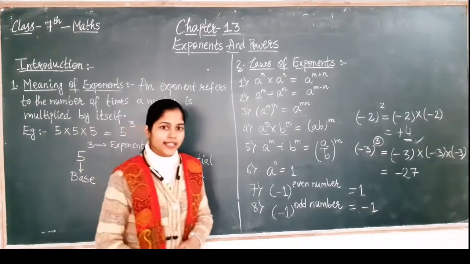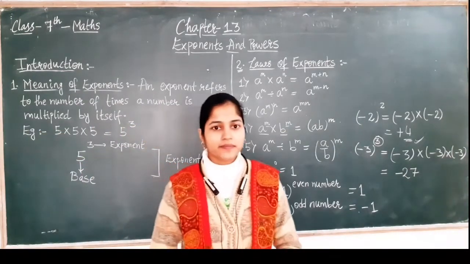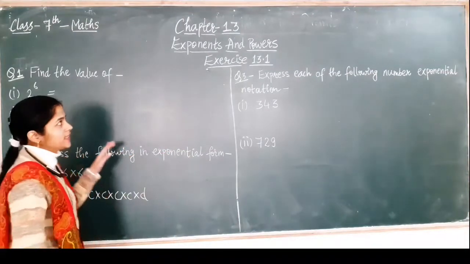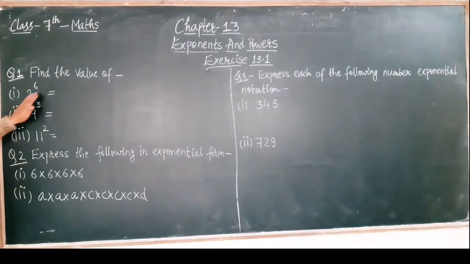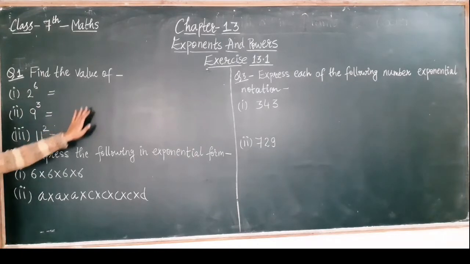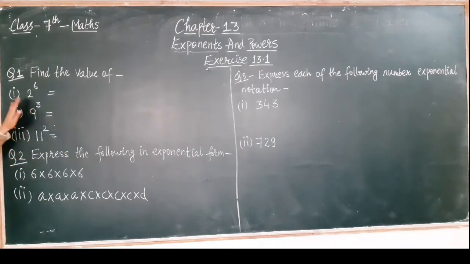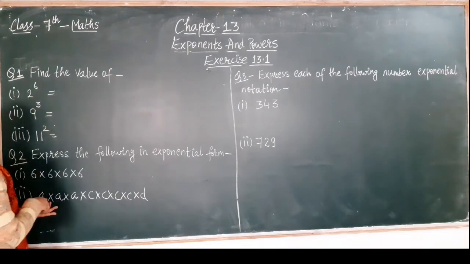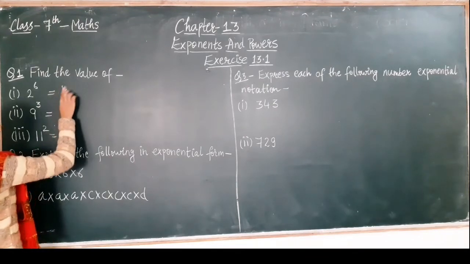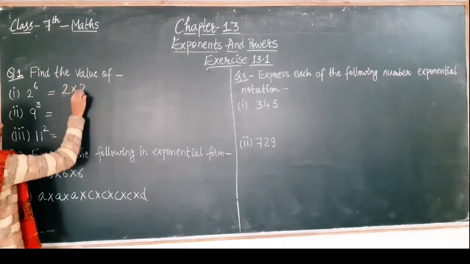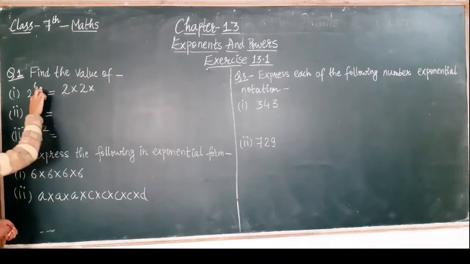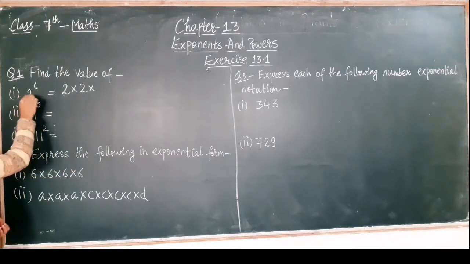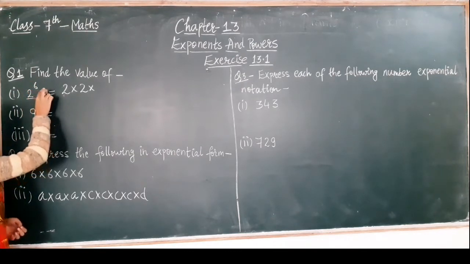Now let's see our exercise, that is 13.1. Question first. Find the value of. So in this question we have to find the value of all these expressions. That is 2 raised to the power 6. So now we'll write 2 into 2 into 2. 2 raised to the power 6 means here the base is 2 and the exponent is 6. So we'll multiply 2 six times.